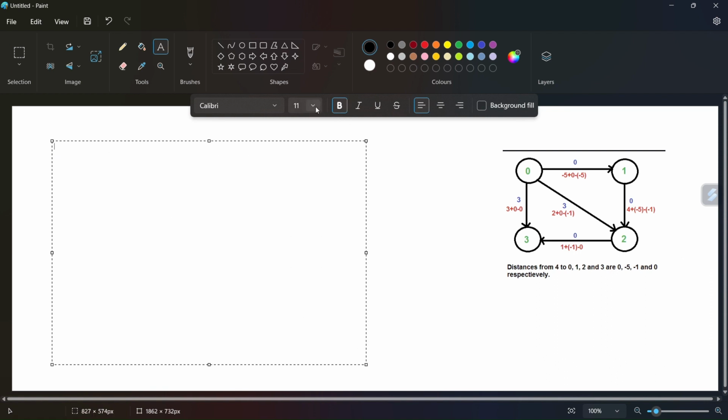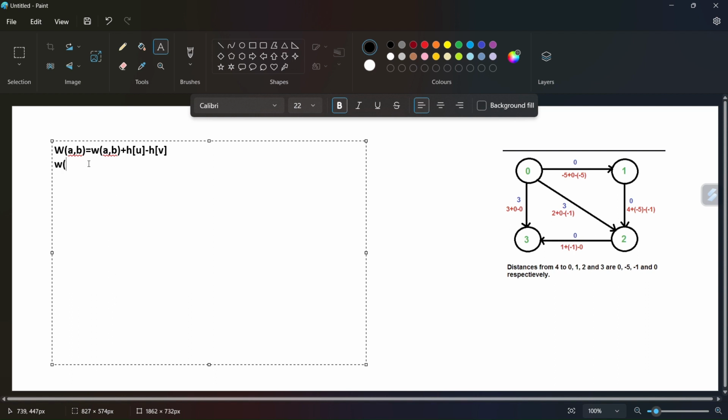Now, the second step of the Bellman-Ford algorithm is to reweight the graph so that all the edges present in the graph will be positive edges. That is performed using the formula: reweighted weight of AB is equal to weight of AB, that is the old weight, plus potential of U minus potential of V.